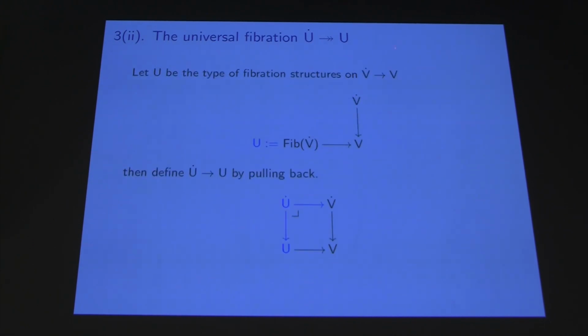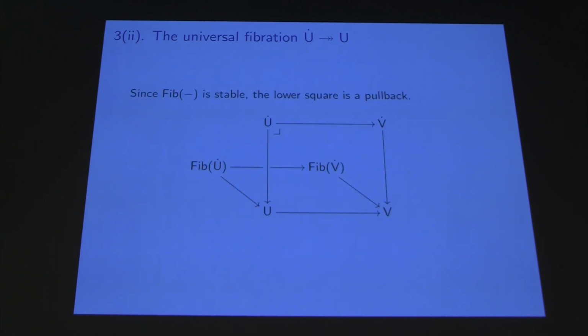Now, what if we take the type of fibration structures on the universal map? There it is, following U. Now, it's mapping down to V. Pull V dot back along that type. This, I claim, is the universal fibration. So we need to show that it is a fibration and that it's universal.